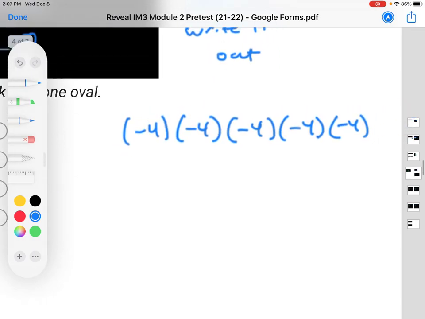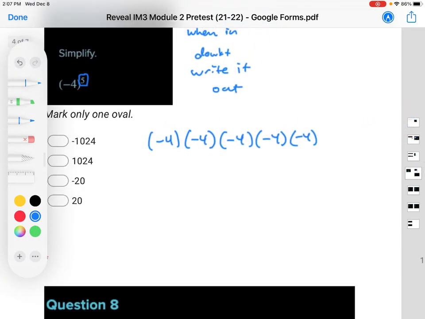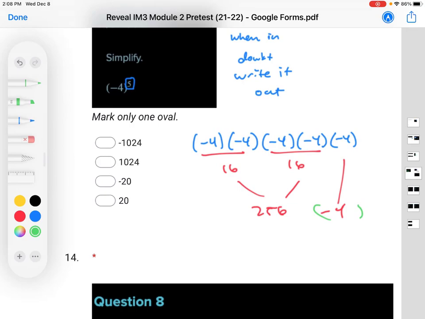That's how many you added into your shopping cart, okay? And you could just multiply these or put it in the calculator. Negative 4 times negative 4 is 16. And so you multiply these together, you'll get 256 times the negative 4. And if you multiply those, you will get negative 1024.